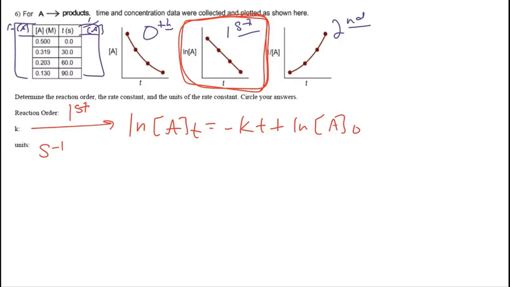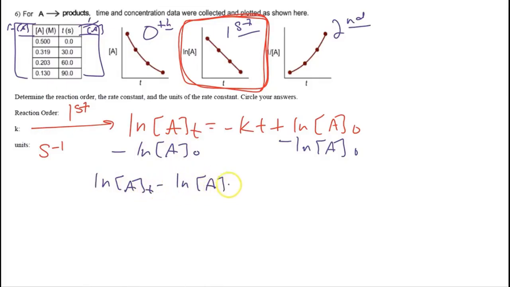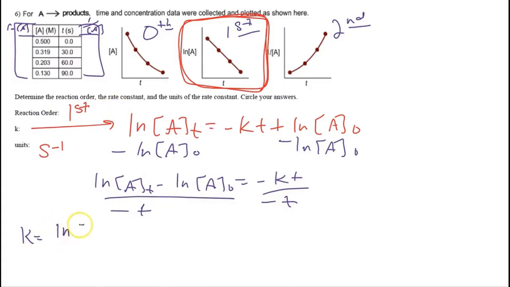What do I do now? Well, I solve for K like they want. And so in order to solve for K, I'm going to subtract natural log of A0 from either side. So now I have natural log of At minus natural log of A0 is equal to minus kt. I'm going to divide by minus t. So now I have my k value. All I got to do is plug everything in, and I already have it. So natural log of At minus natural log of A0, divided by minus t.